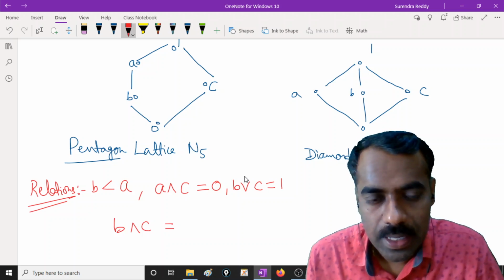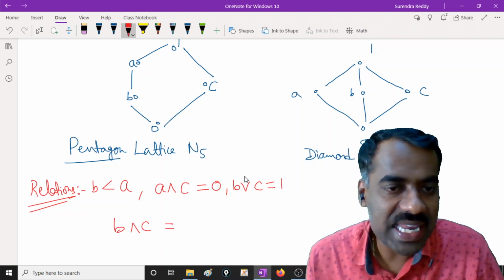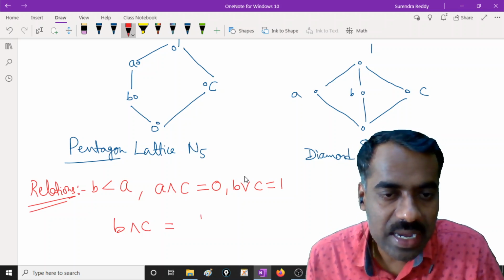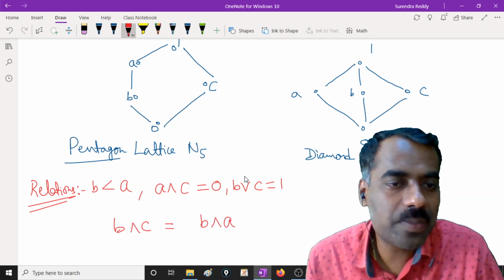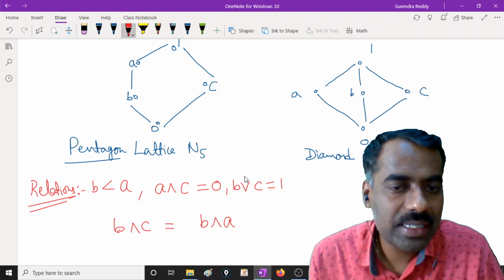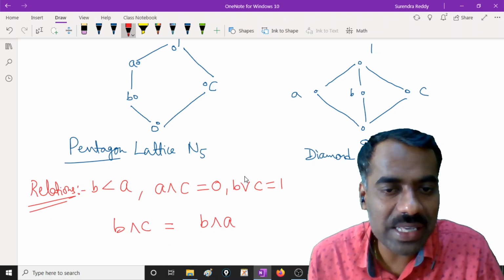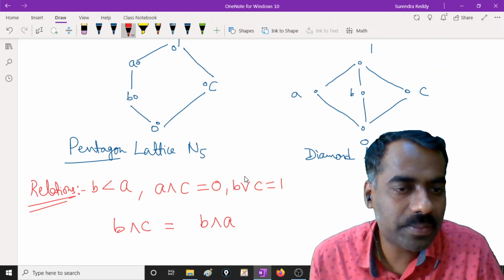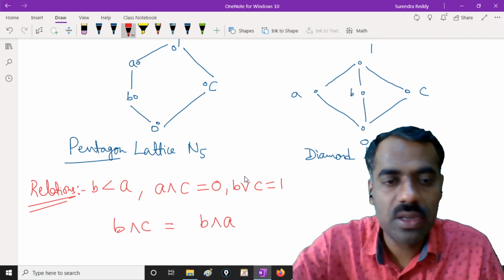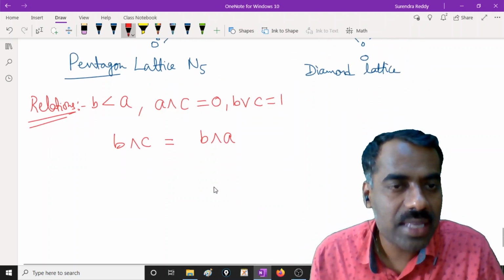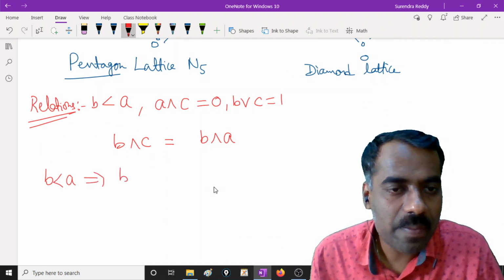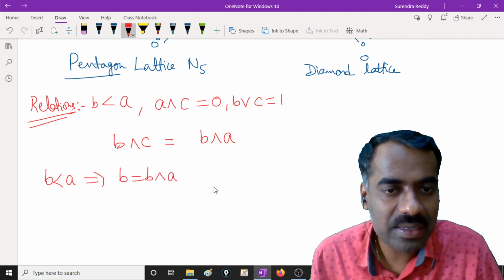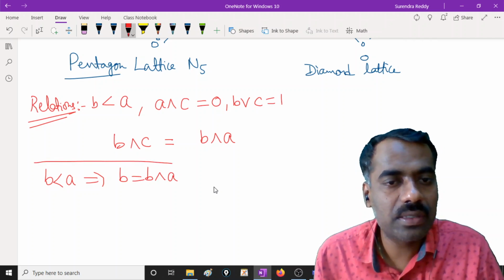How? Because B is less than A, you can write B as B intersection A, or not? Because B is smaller, right? So B is less than A is the same as B is equal to B meet A. Are you following? So what I am saying is, because B is less than A, this implies B is the same as B meet A. Is this clear?